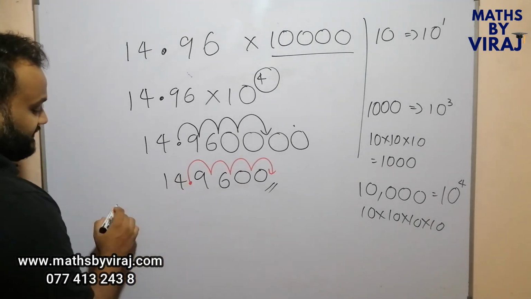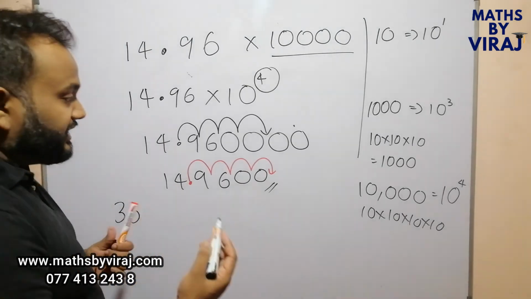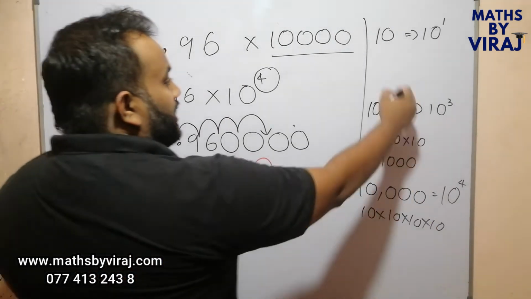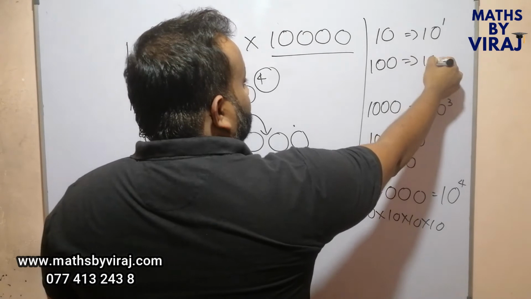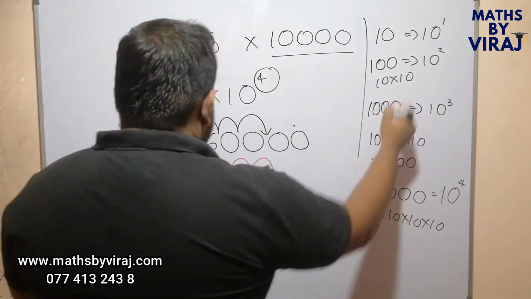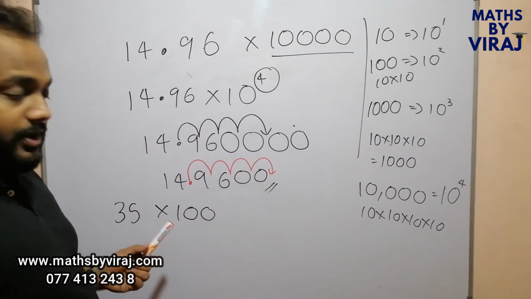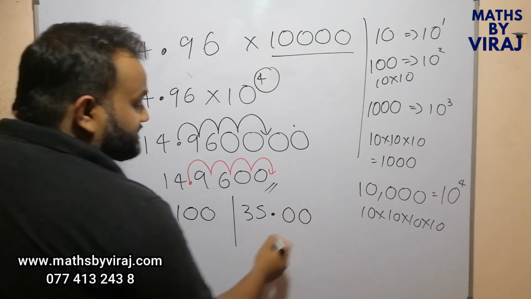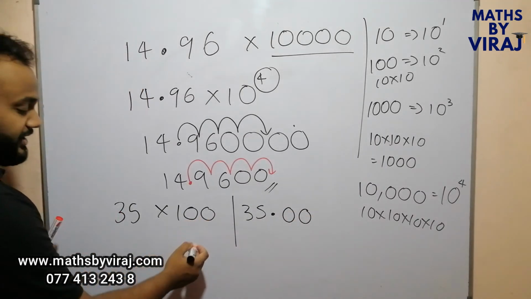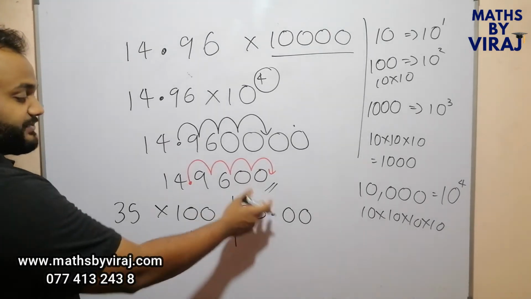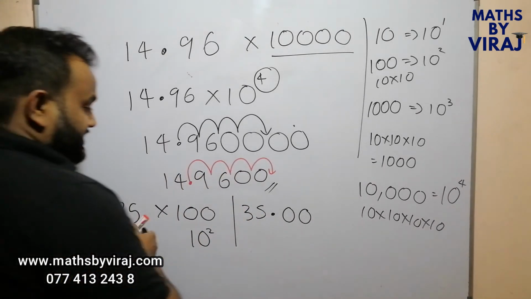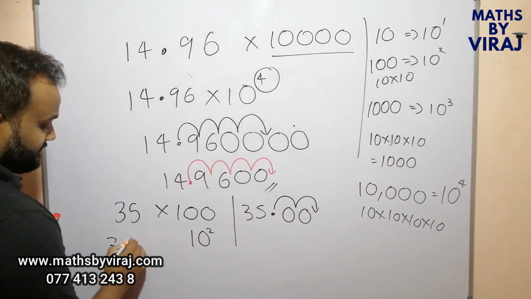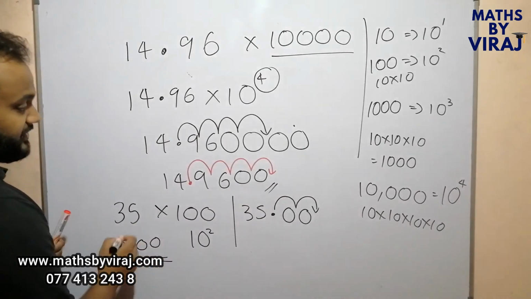For instance, let's take a whole number, 35. If 35 is to be multiplied by 100, what is 100? 100 is 10 to the power 2, 10 times 10, right? Therefore, where is the decimal point? Yes, in 35 the decimal point lies over here. We can put a couple of zeros. Since it is multiplied by 100, which is 10 to the power 2, the decimal point is going to jump how many times? Yes, 2 times. And the answer that we are going to have is 3,500.